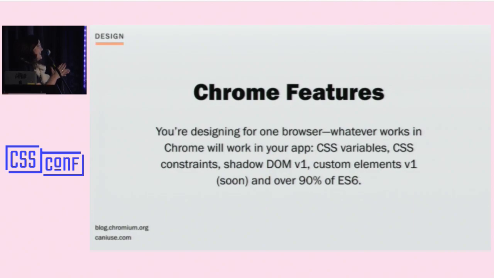And then, again, you're only designing for one browser, so whatever works in Chrome will work in your app on all three platforms. CSS variables, constraints, the shadow DOM, custom elements version 1 is going to be in Chrome 54, which will be in Electron soon, and over 90% of ES6 works in Chrome. So there's a lot of stuff you can just do in Electron out of the box without needing any other libraries or compiling.